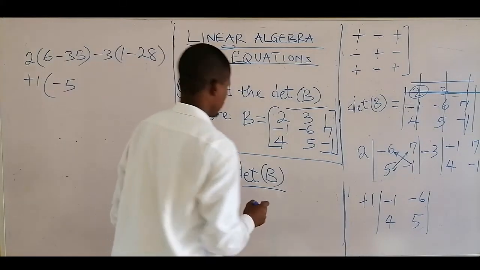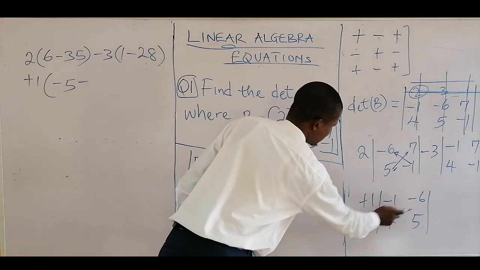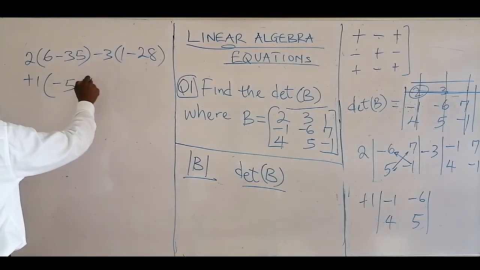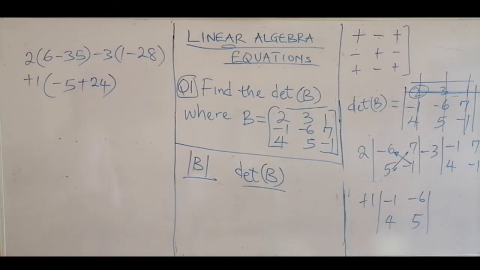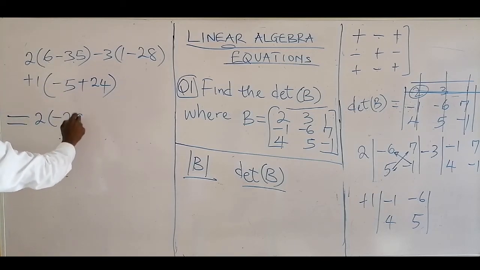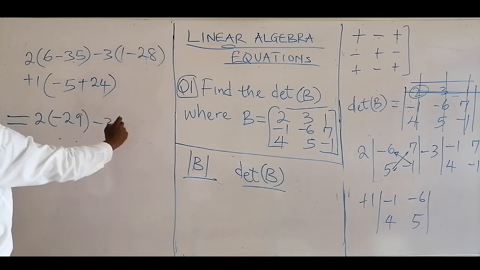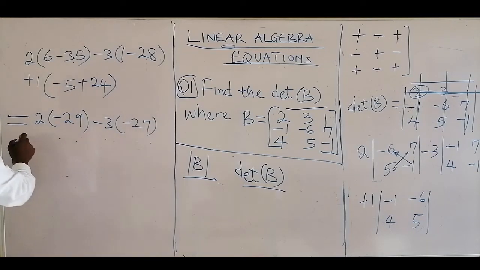And then minus 4 times minus 6, that's minus 24. So minus becomes plus 24. Okay, so that's what we have. Then we can do the evaluation. 2 times 2 into brackets. 6 minus 35, that's minus 29. And then minus 3 in the bracket. 4 minus 28, that's minus 27. And then plus 1. Minus 5 plus 24, that's a plus 19. So that's what we have.